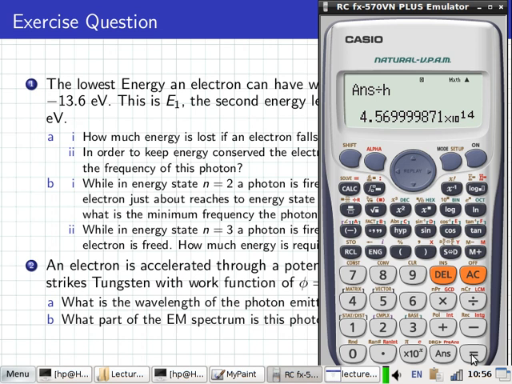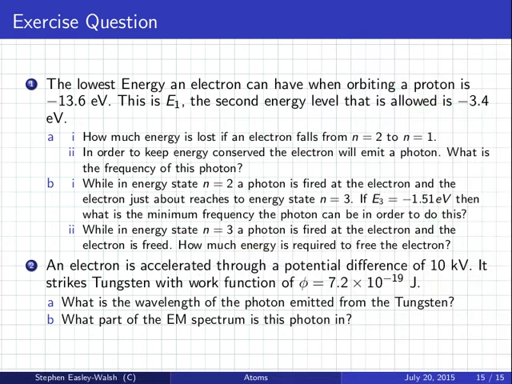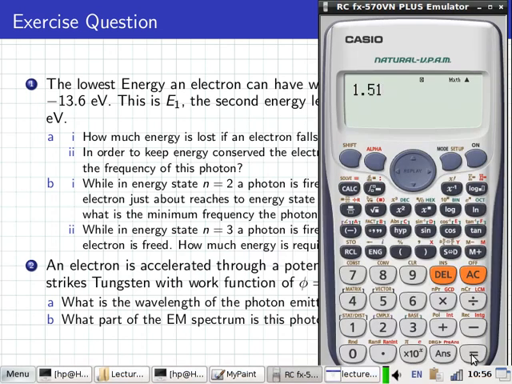Next, while in state 3, a photon is fired and the electron is freed. How much energy do I need to free the electron? What's the energy state? Minus 1.51. So to free it and bring that to 0, I need 1.51 electron volts of energy, which I get from the light, which equals hf, so I divide by h again.